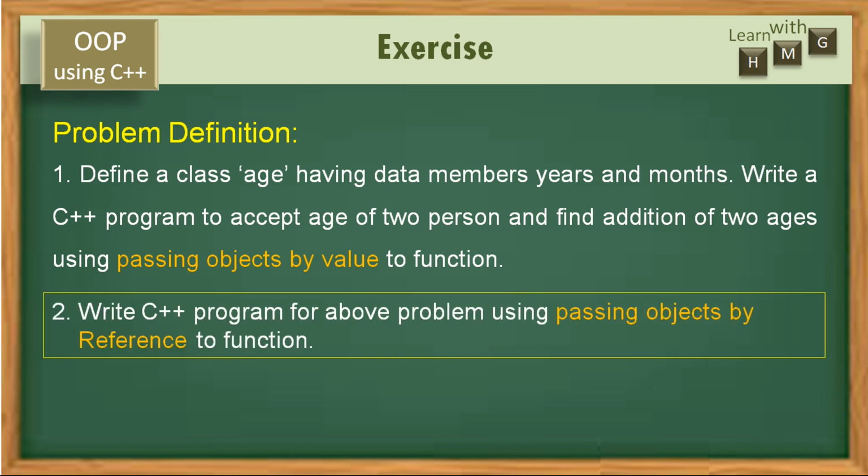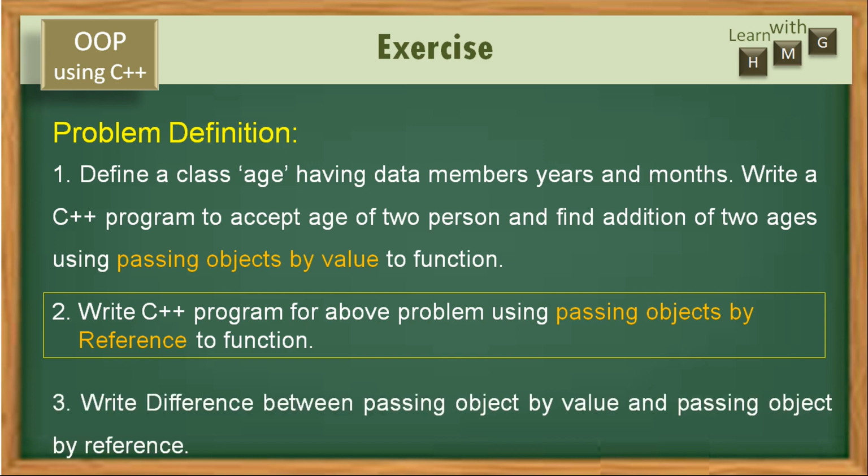The similar problem you can solve by passing objects by reference. So write C++ program for above problem using passing object by reference to function. So in the function definition only you have to attach ampersand, that is the address operator, before object name. It will become passing object by reference. And then you can write the difference between passing object by value and passing object by reference.